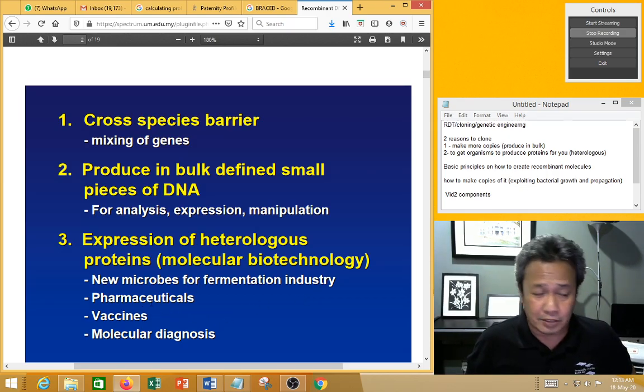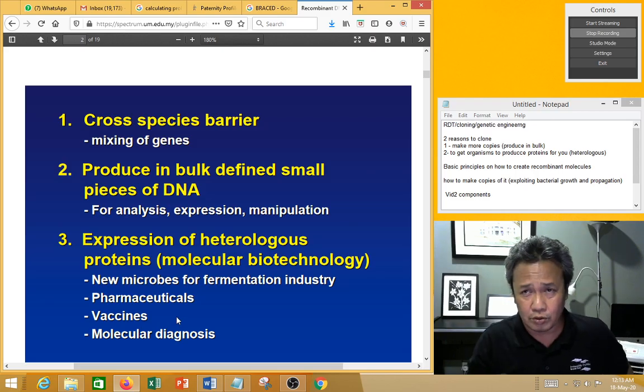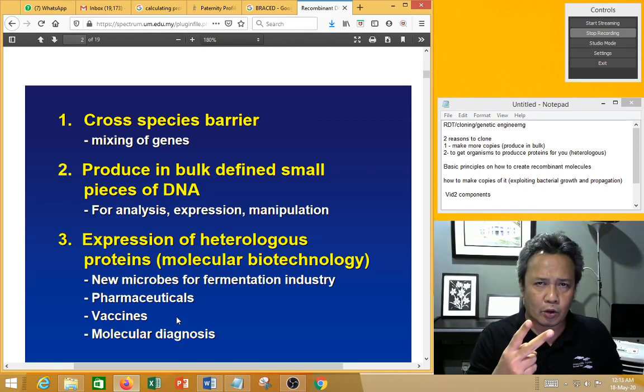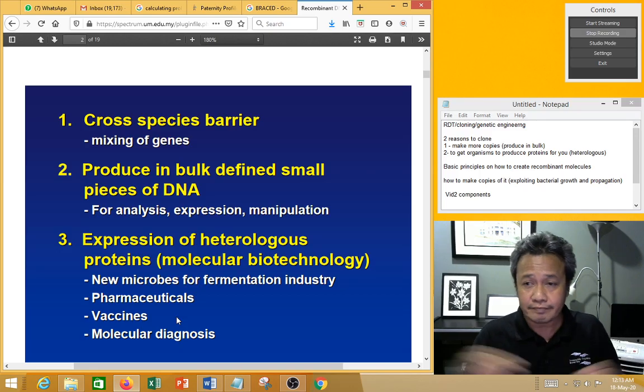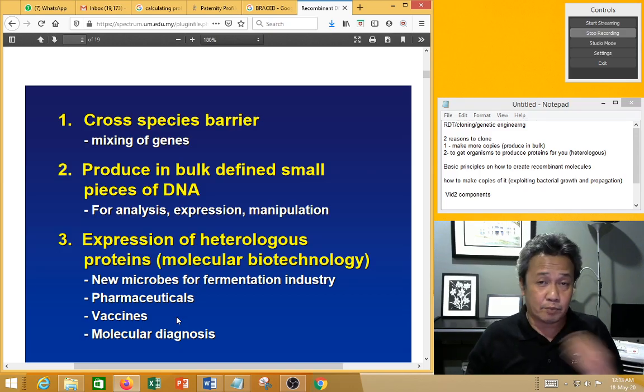They are used by pharmaceuticals, production of vaccines, and also for molecular diagnosis. You use that to produce antibodies or whatever gene so that you can use it for medical purposes. Right? So again, take home message from this slide: you clone, it says cross species. Cross species barrier means you can take a human gene and then put it in bacteria.